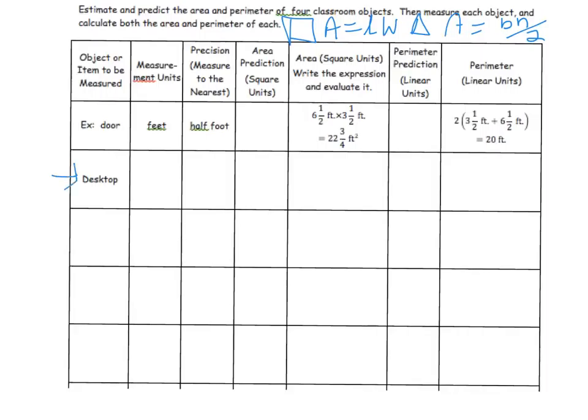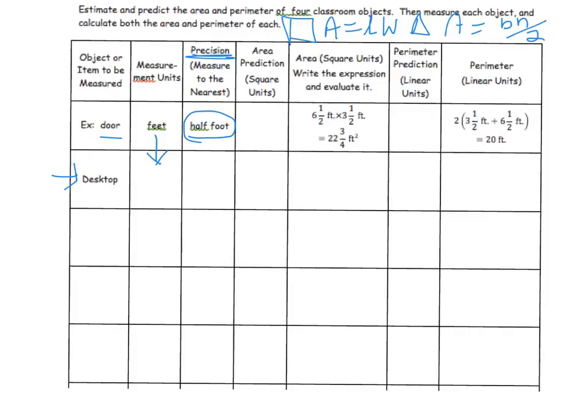So find a desktop, so that can be a tabletop, or if we have a smaller desktop, whichever one. And I want you to tell me what you're measuring in. So if it's a small desktop, it might be in inches, or if it's a large table, it might be in feet. And then talk about the precision. Like in this case with the door, we are rounding to the nearest half foot.